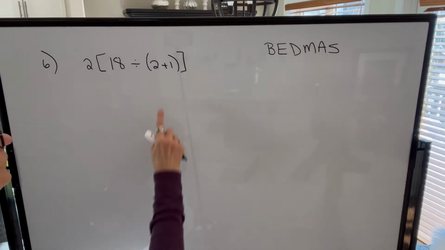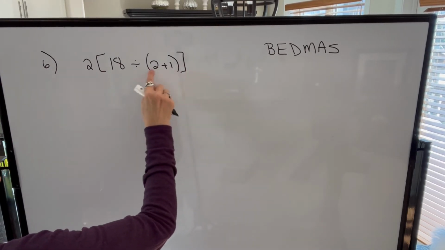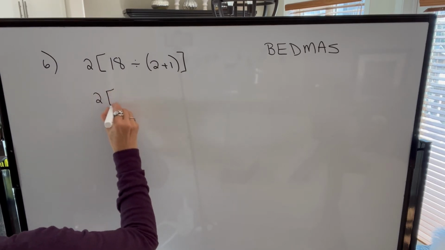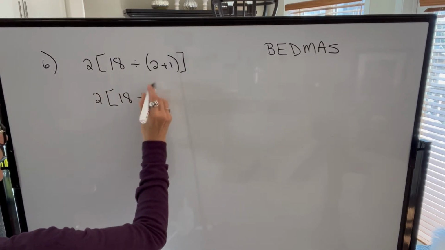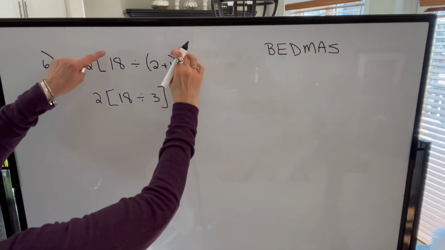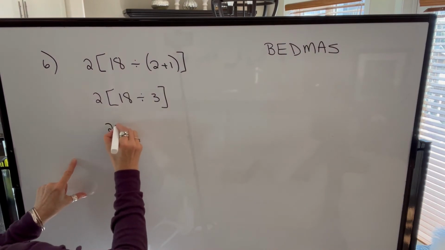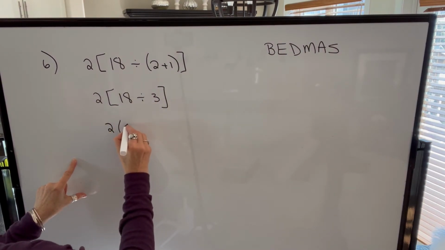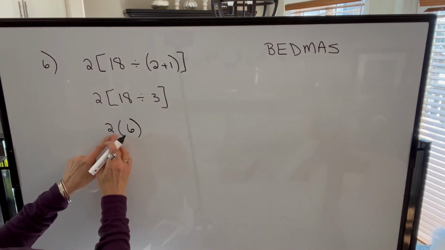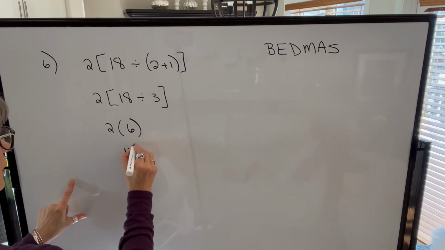Next example, we're going to work with our innermost brackets or parentheses first. 2 plus 1 is 3. Then I work with this set of brackets. 18 divided by 3 is 6. Then I can do the operation of multiplication. 2 times 6 is 12.